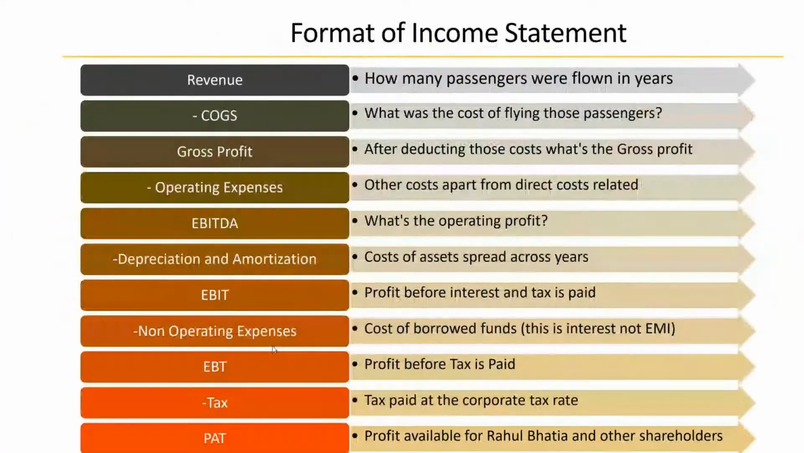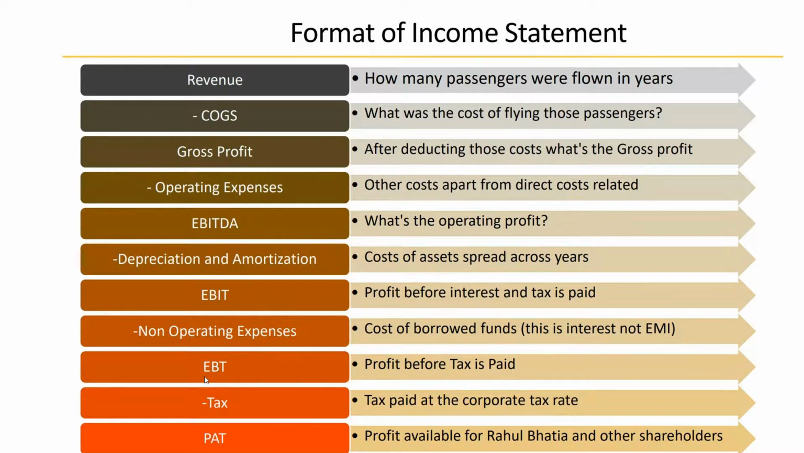When it comes to the format of an income statement, it is very important that you know revenue and COGS, gross profit, operating expenses, and EBITDA, which is earnings before interest, tax, depreciation and amortization. Then EBIT, which is earnings before interest and tax. Then non-operating expenditures, and EBT, which is earnings before tax. Then you will get PAT, that is net profit.